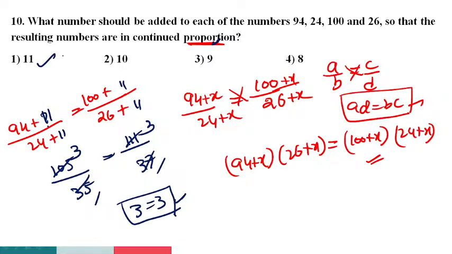Proportion means two ratios are equal, that is called proportion. Okay, proportion formation is AD is equal to BC. Clear, all of you? Any doubts regarding this problem? All of you, please respond in chat box.